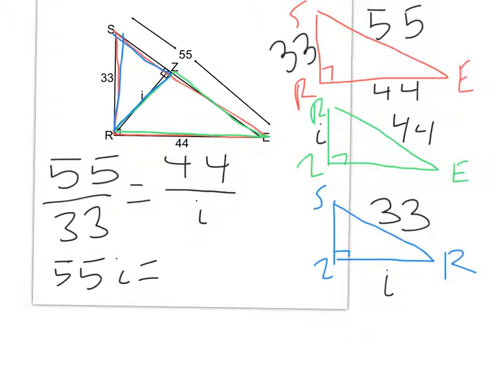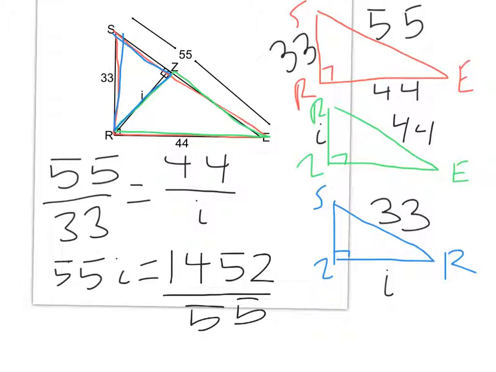so 33 times 44, that is going to be 1,452. And then we're going to divide by 55 on both sides to get I alone. And I is going to be equal to 1,452 divided by 55, and I is going to be 26.4.